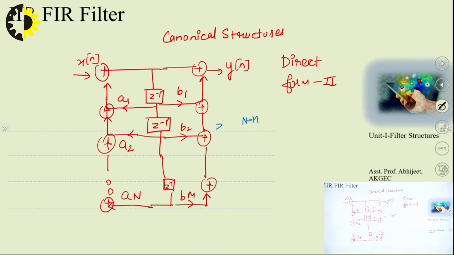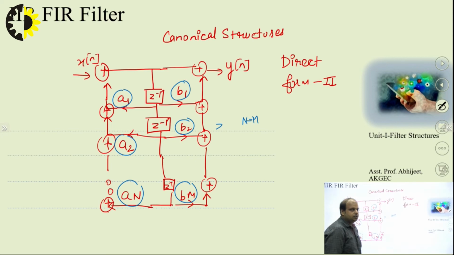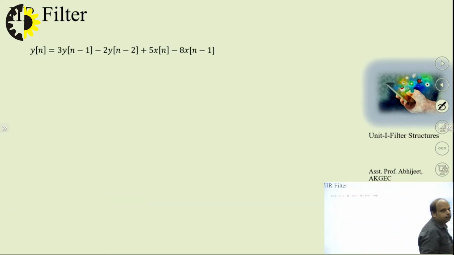So remember that the coefficients which are used for poles are of opposite sign, and very important to note. And this is basically the zeros with the same sign. So this is the structure. This structure is called direct form 2 structure, and since it is optimized, it is also called the canonical structure. Now look at one example to understand.